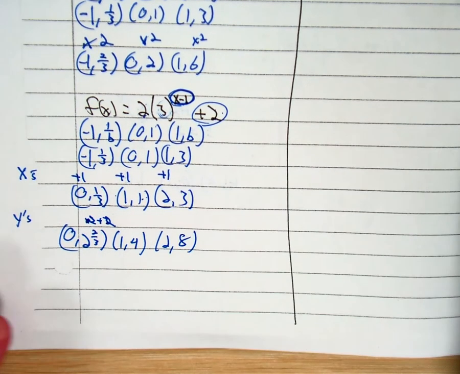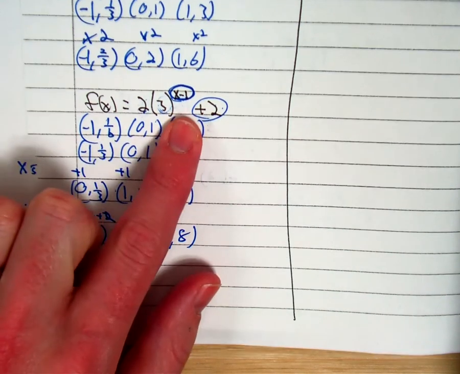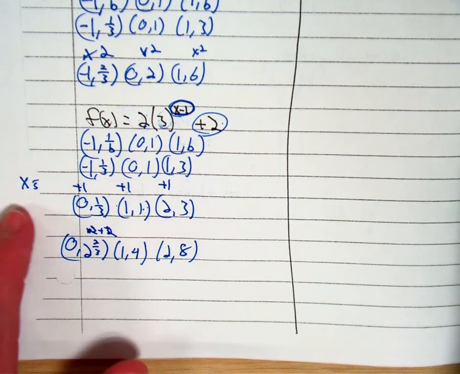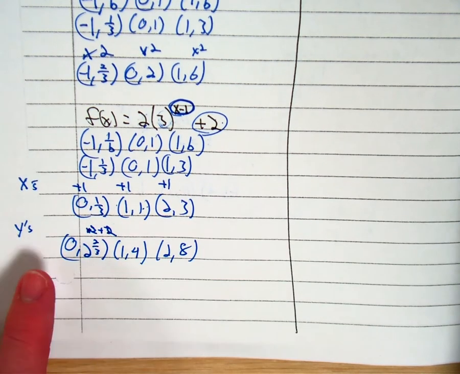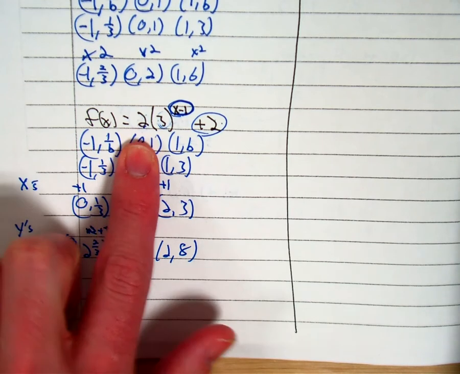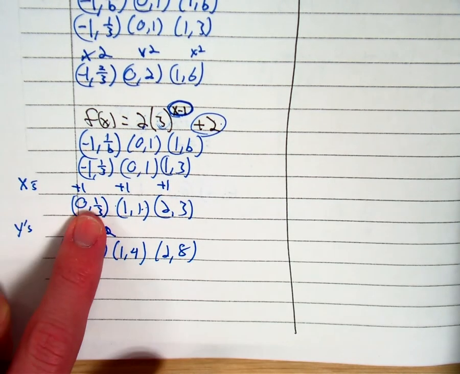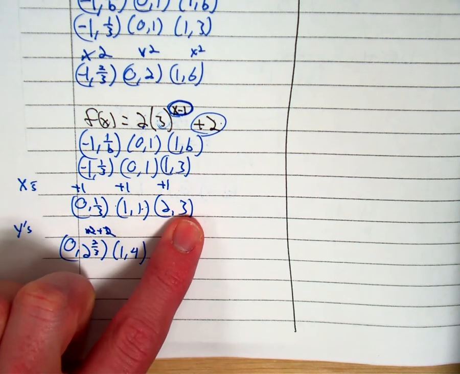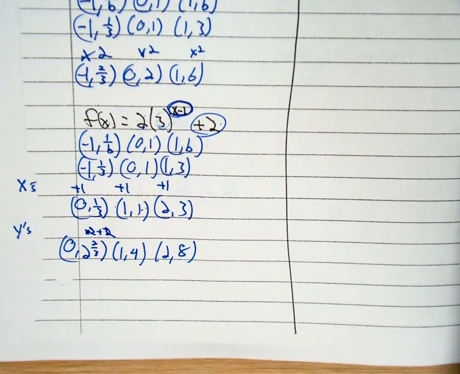That's a little confusing. So we got to do our x's first. Opposite of that, plus 1. Opposite for your x, so plus 1 to all your x's. And then your y values, you follow the order of operations: times 2, and then plus 2. So times 2 to your y value, and then add 2. That's how we're getting there.